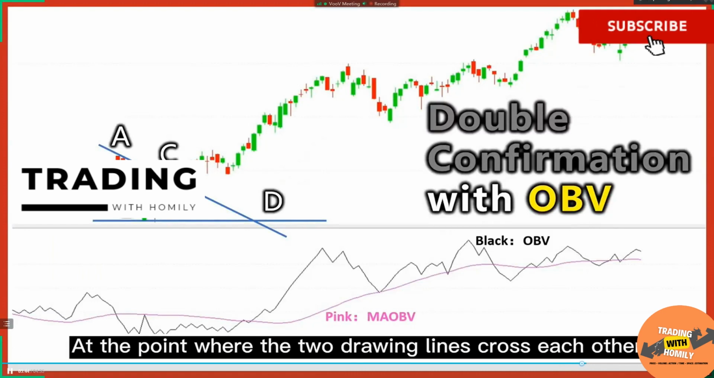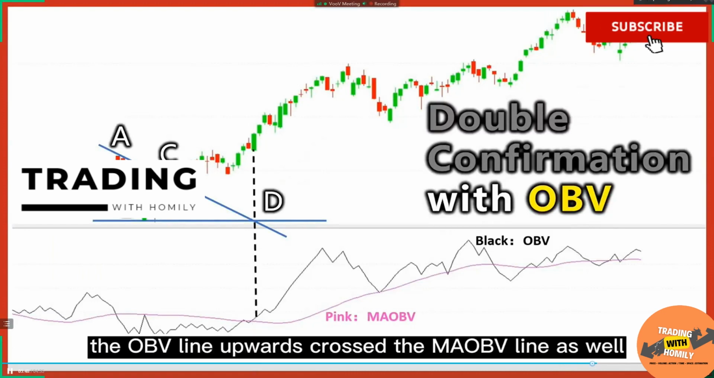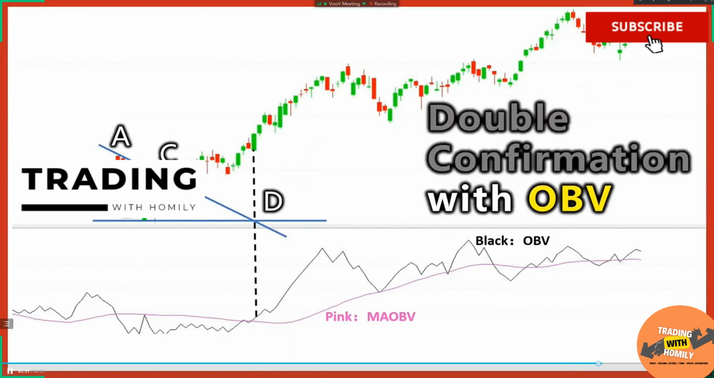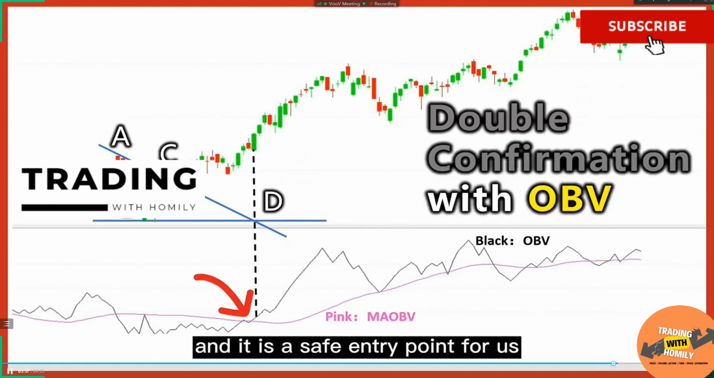At the point where the 2 drawing lines cross each other, the OBV line upwards crosses the MAOBV line as well. It indicates that the momentum of the shares is much stronger at this point, and it is a safe entry point for us.